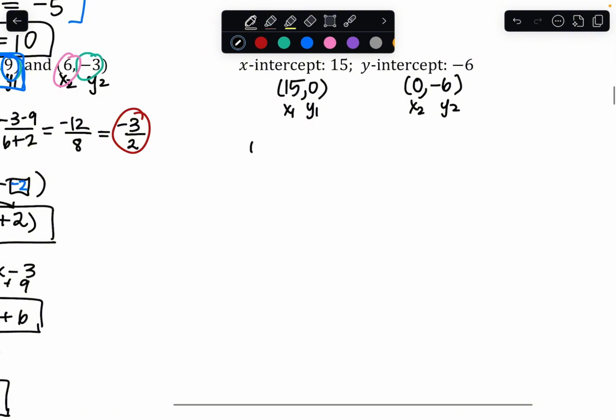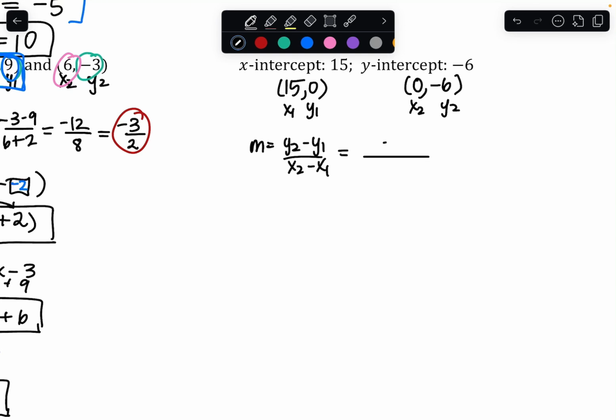Okay, and so to find the slope, y2 minus y1 over x2 minus x1. Fraction bar, minus signs. y2 is negative 6, y1 is 0, x2 is 10, x1 is 15. So we get a negative 6 on top. 10 minus 15 is negative 5. A negative on top and bottom cancels out, and so our final answer would be 6/5.